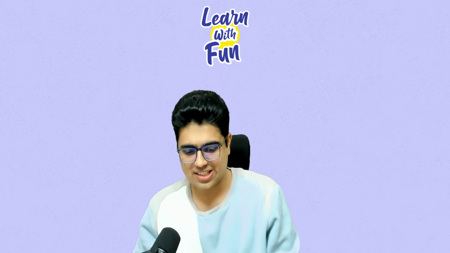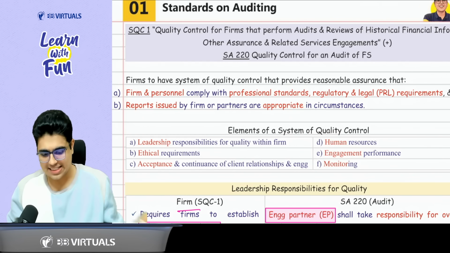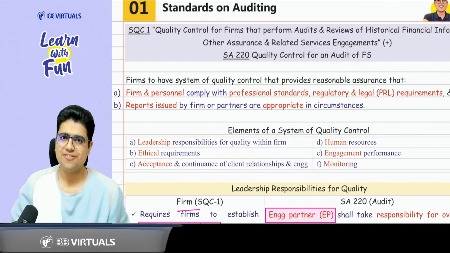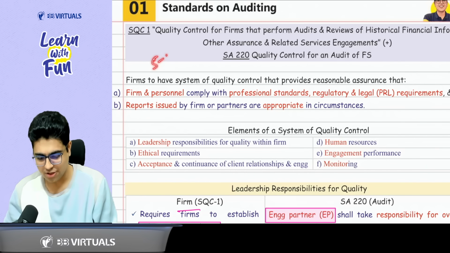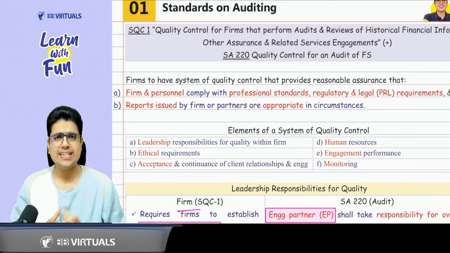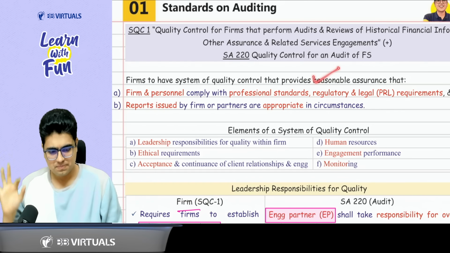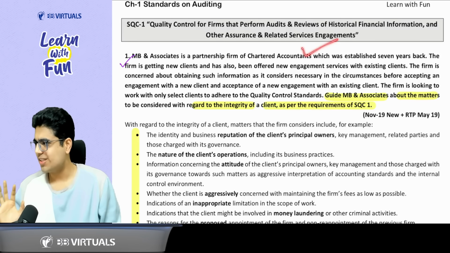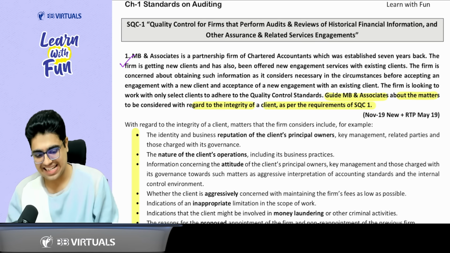Welcome to this revision session of SQC-1 and SA220. These standards are very important from an exam point of view, and you can consider that they have a weightage of at least 5 to 8 marks. I want all of you to sit till the end of this revision. At the end, all the concepts along with the questions will be crystal clear to all of you. Are you people ready? Yes sir, we are ready.